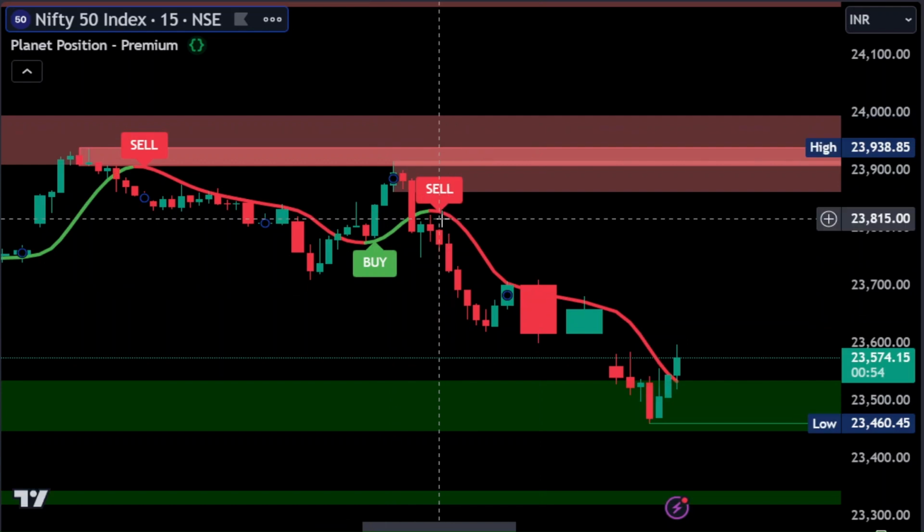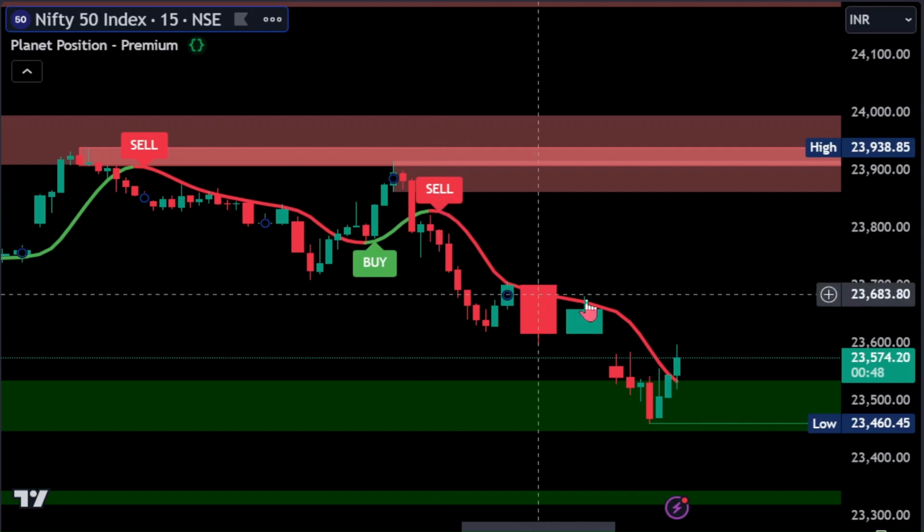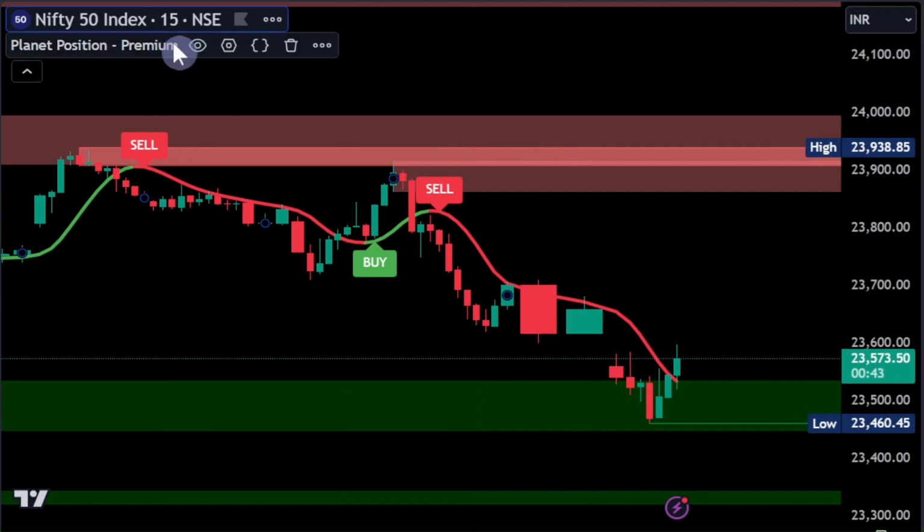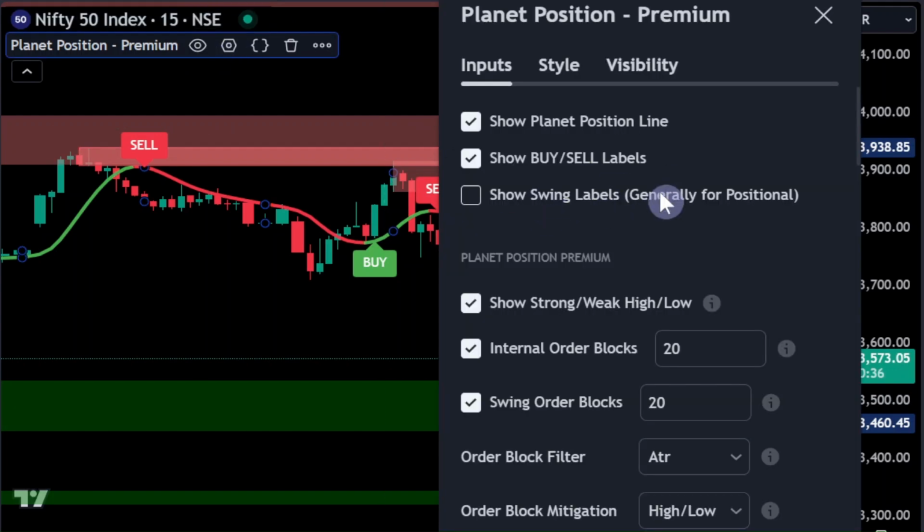For swing trading, look for the swing labels. These labels provide key levels for trades that span several days. Pair these labels with the strong and weak highs and lows for a more refined strategy. This combination can help you identify reversal points or continuation levels in the market.